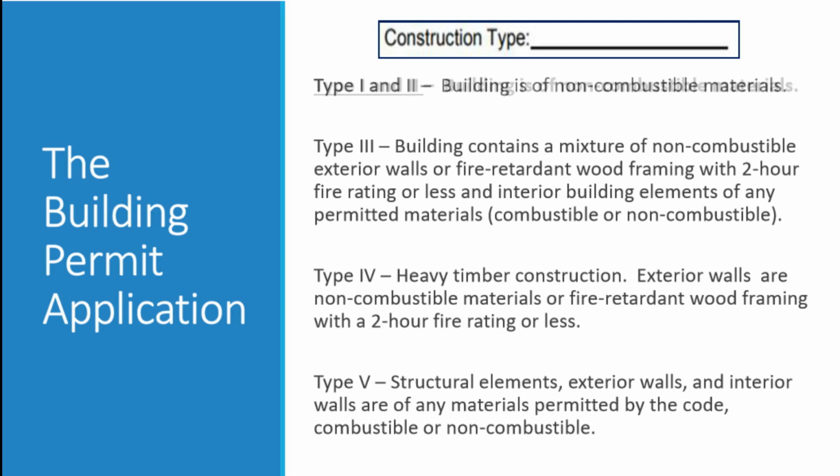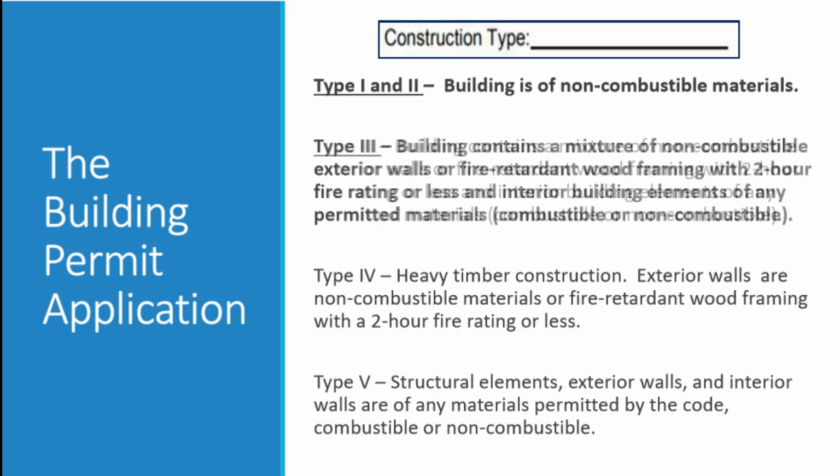Type 1 and Type 2 construction types are structures constructed of non-combustible materials such as concrete or masonry. Construction Type 3 are structures containing a mixture of non-combustible or rated exterior walls. Rated exterior walls meaning walls that will have a fire-resistive rating of 1, 2, or 3 hours as an example. Interior walls in Construction Type 3 are allowed to be of any materials, fire-rated or not, such as wood materials.